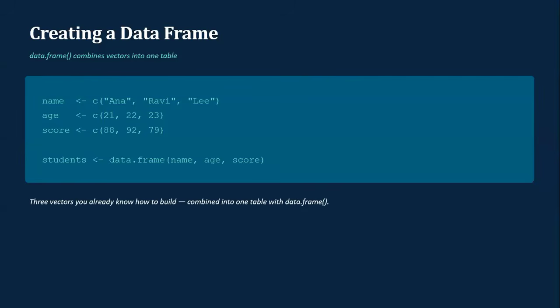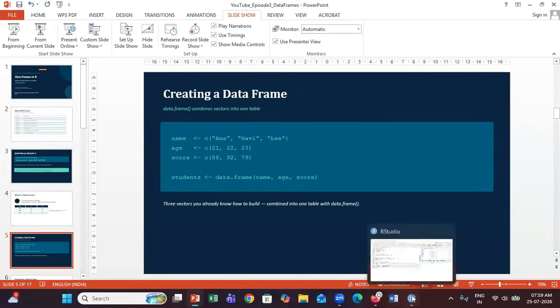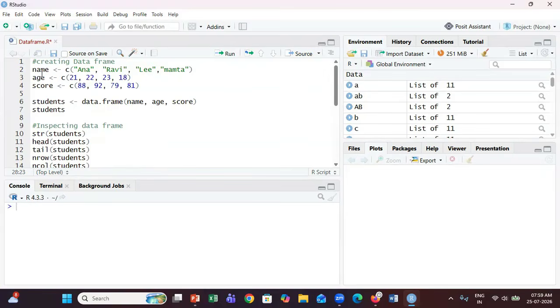Let's build one. First, three ordinary vectors, and I will combine them using this line. We'll move to RStudio. I have defined name <- c of Anna, Ravi, Lee, age <- c of 21, 22, 23, 18. Score <- c of 88, 92, 79, 81. All three of them are vectors.